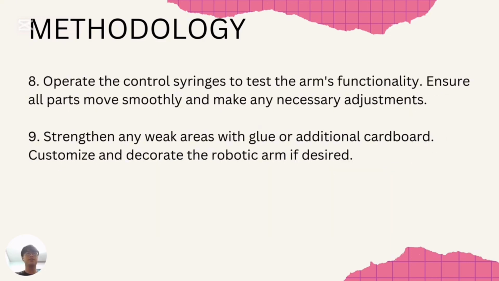The next step is to operate the control syringes to test the arm's functionality. Ensure all parts move smoothly and make any necessary adjustments. To strengthen any weak areas, we can glue or add additional cardboard. And we can also customize and decorate the robotic arm if desired. That's all for the methodology part.